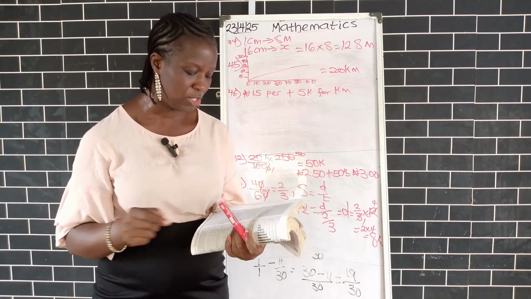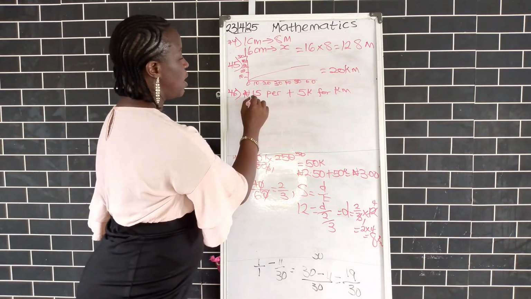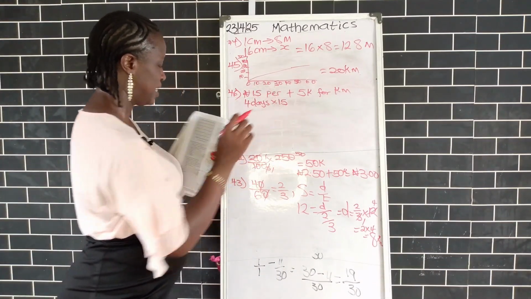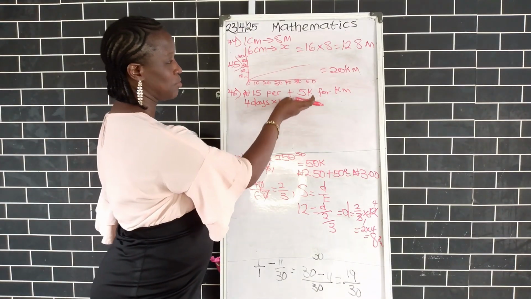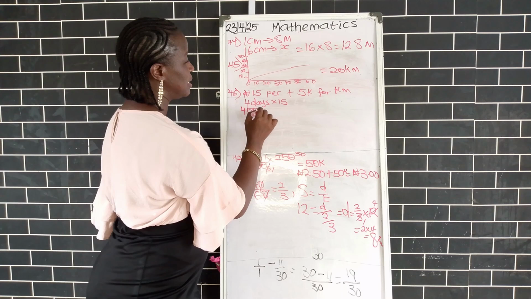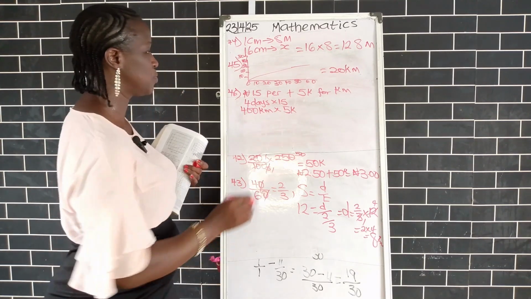total distance of 400 kilometers, he used it for 4 days, so that's going to be 4 days times 15, that is on one side. Therefore, 400 kilometers, because for every kilometer, it is 5 kobo. That will be 400 kilometers times 5 kobo. I hope we are together.